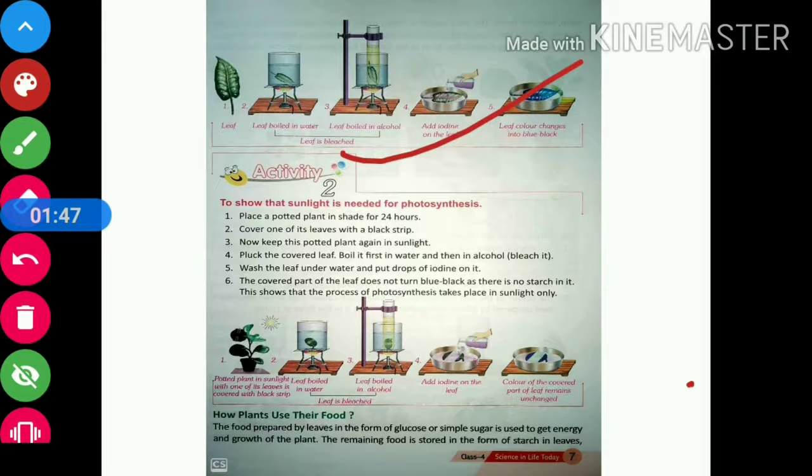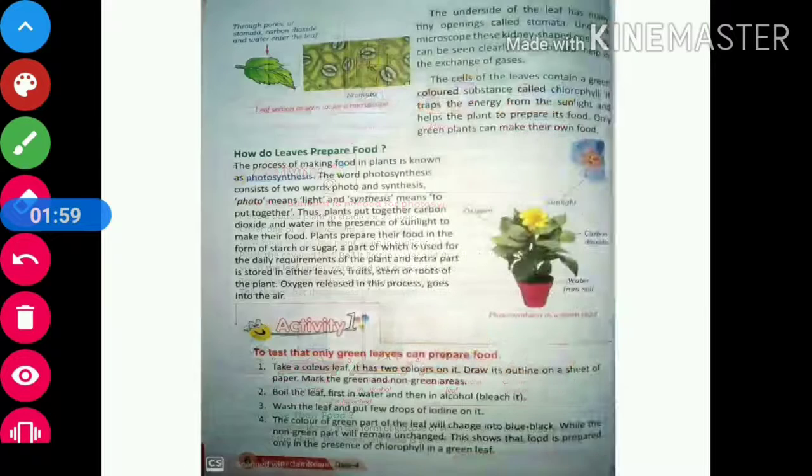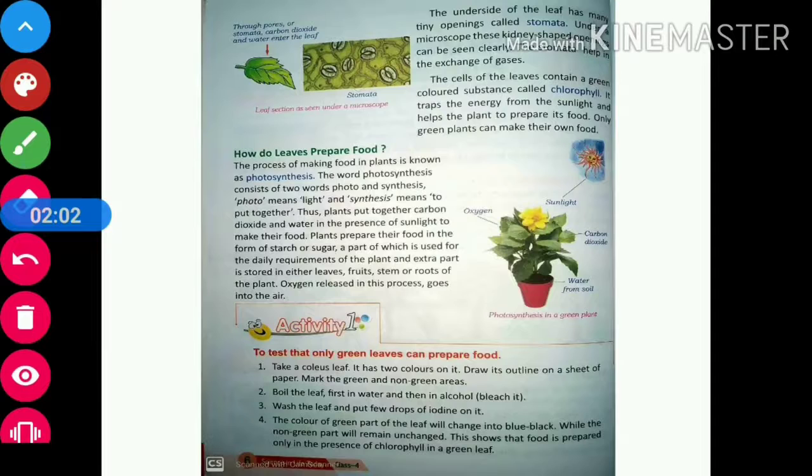Now you have to add iodine on the leaf. What do you have to add? You have to add iodine solution on the leaf. Now you will observe that the color of the green part of the leaf will change into blue-black because of the presence of starch. That is because it has the starch stored in it, while the non-green part will remain unchanged. So this shows that food is prepared only in the presence of chlorophyll in green leaves.